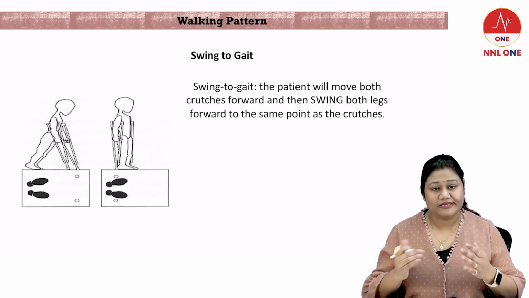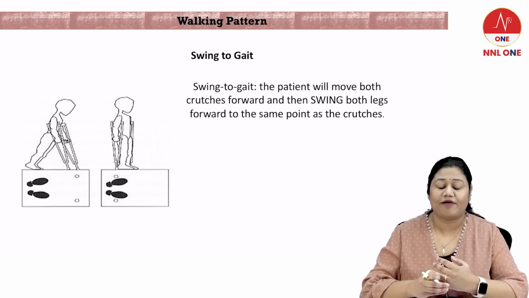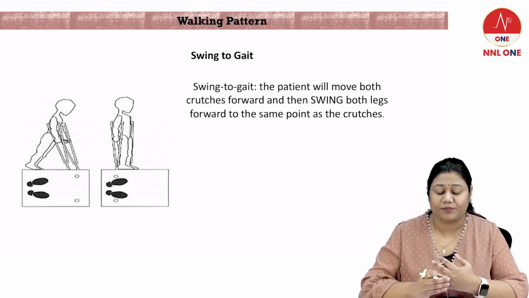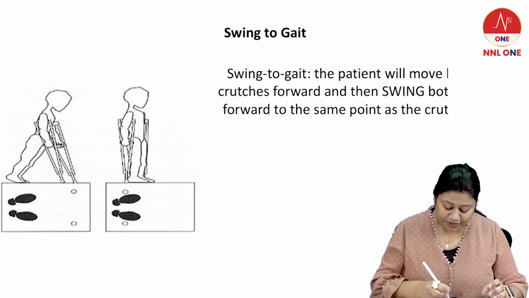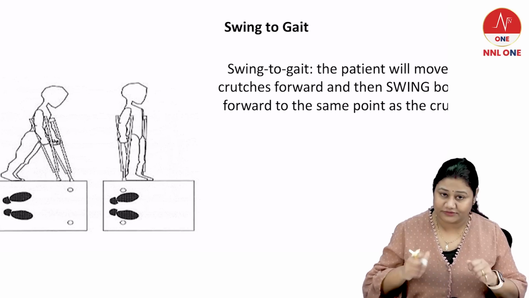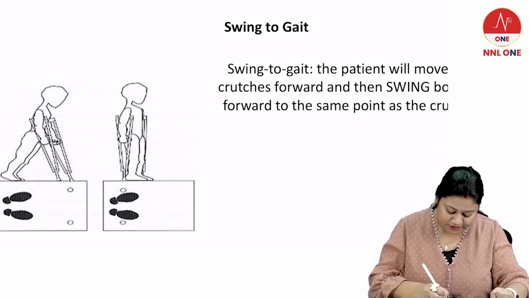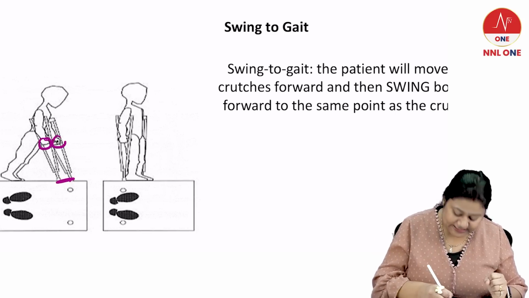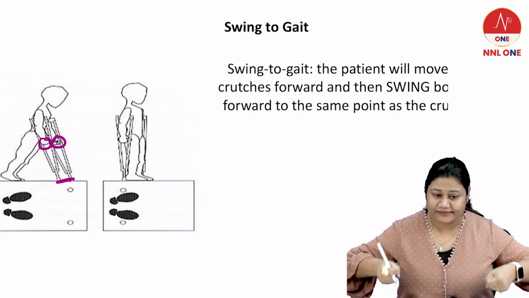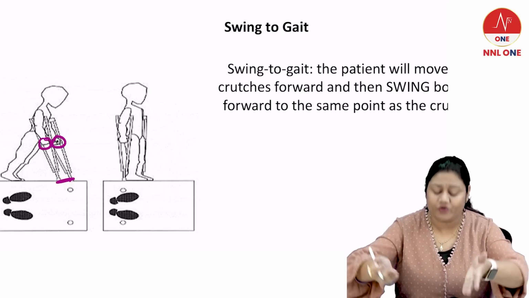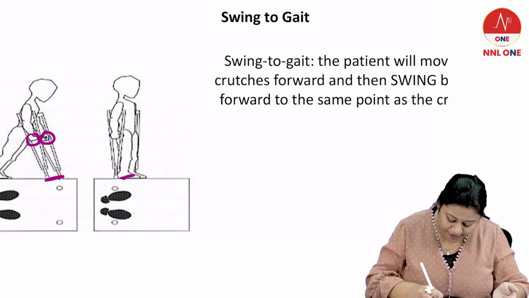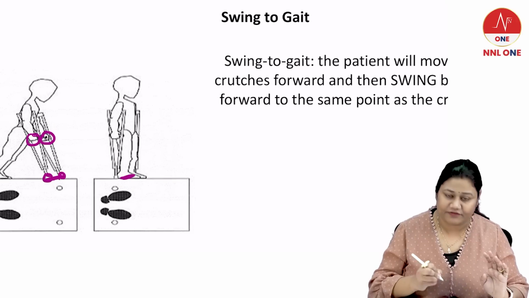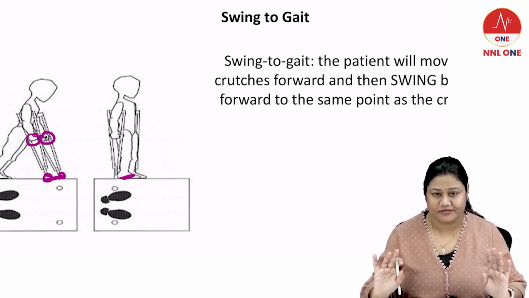Swing-to and swing-through gaits can also be used when you have to put limited weight on the lower extremities. Swing-to means first you take both crutches forward to this point, then you put your entire body weight on the handles, and while putting the body weight you swing your body up to the point where both crutch tips are present on the surface.